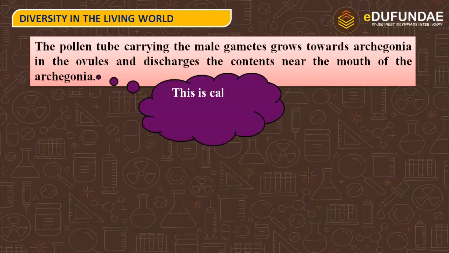Further we see that the pollen tube carrying the male gametes grows towards the archegonia in the ovules and discharges the contents near the mouth of the archegonia. This is called siphonogamous oogamy, because the discharge of the content is near the mouth of the archegonia, and it is through basically the mouth part, and hence it is the siphonogamous oogamy.